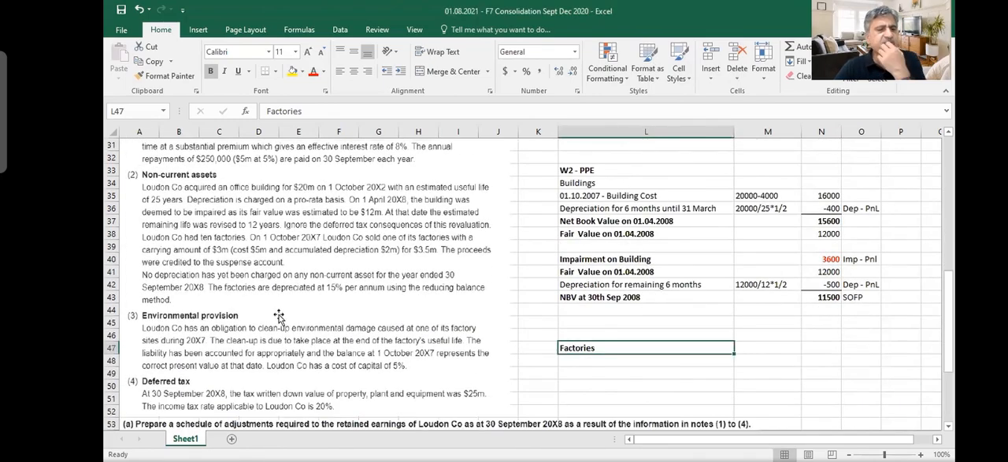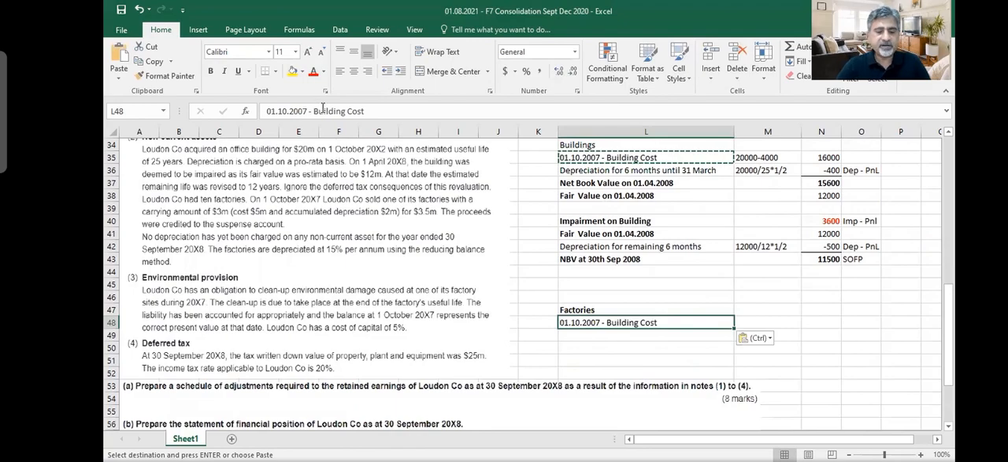And then it says that one of the factories was sold. Now, if I remember the note, it says that there was one factory which had a book value of 3 million. They sold it for 3.5 million, and they made a $500,000 gain on disposal. So I would say factories, I'll put it here. I'll call it factories.